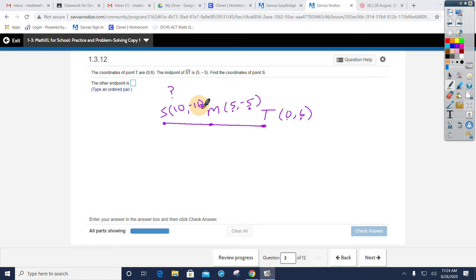And that's your point. So your midpoint, remember, is in the middle. So if you're looking at the X value, if you go down to get to T, then you go up to get to S. If you go up to get to T, then you go down to get to S. You go the opposite direction. And that's just a simple way of doing the midpoint. And you don't have to memorize some big formula. All right, so the answer then would be 10, negative 16.